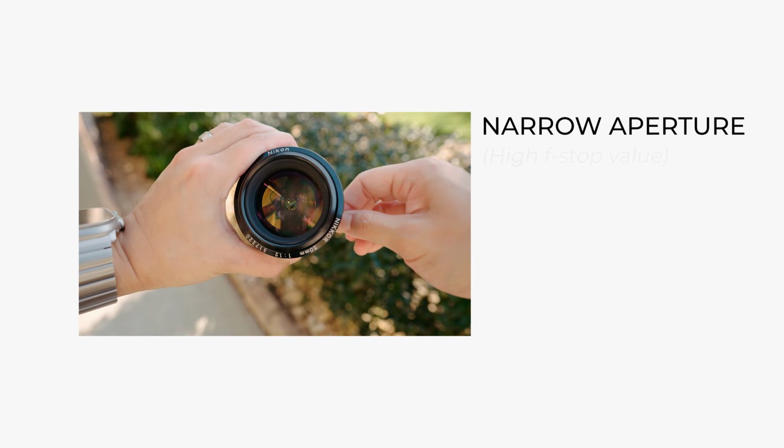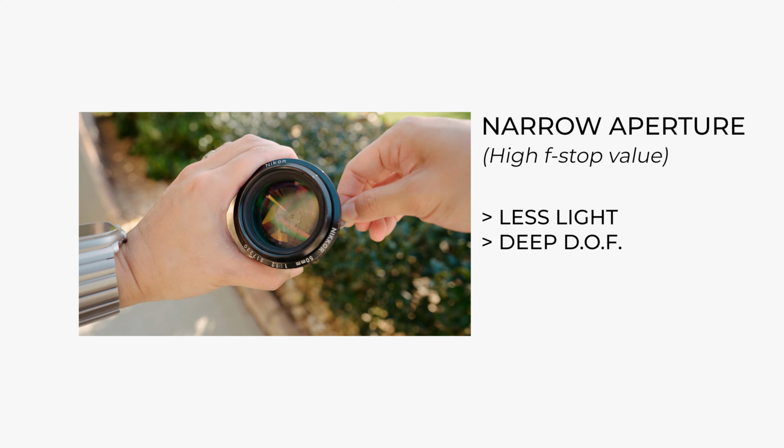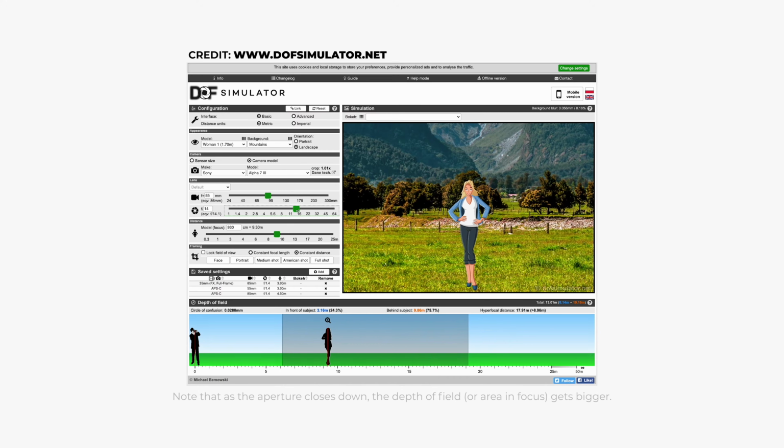On the other hand, a narrow aperture, aka a higher f-stop number, such as f16, means that the lens opening is smaller, allowing less light into the camera. This results in a deeper depth of field, which means that more of the scene is in focus, including the background. This creates a photo where everything is in focus with no blurry background.